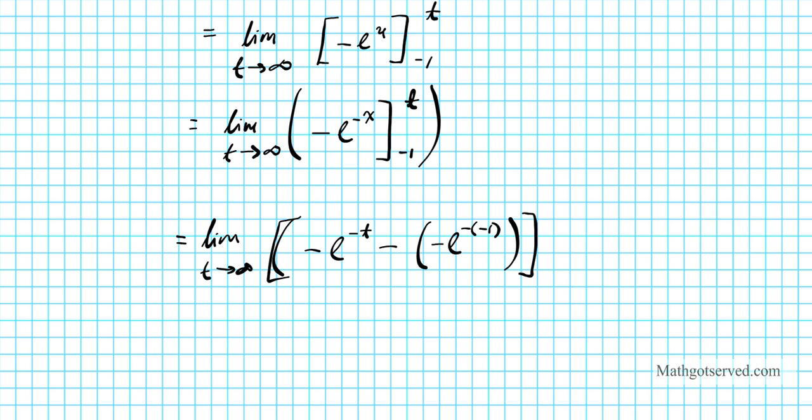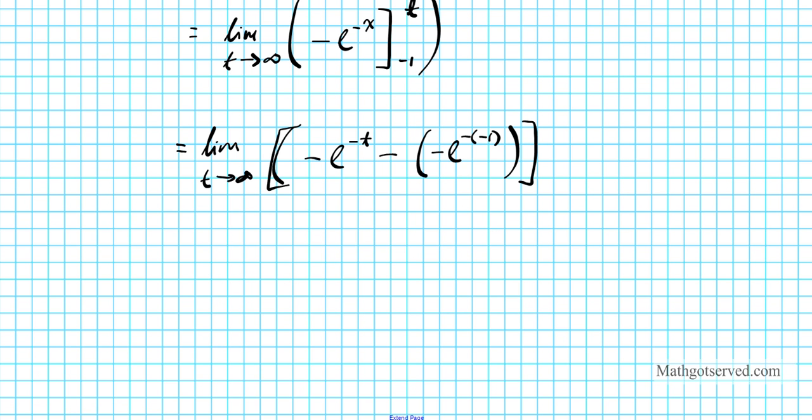All right, so let's simplify this a little bit more. We're going to have the limit as t approaches infinity of negative e to the negative t, and then this minus times minus is a plus e to the 1, which is just e. All right, so there you have it. Now we're done with the integration. Now we're going to do limits. This is a really easy limit to compute.